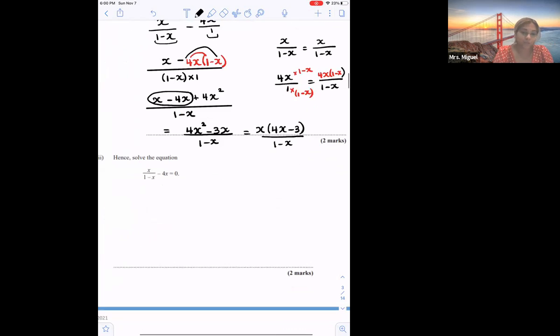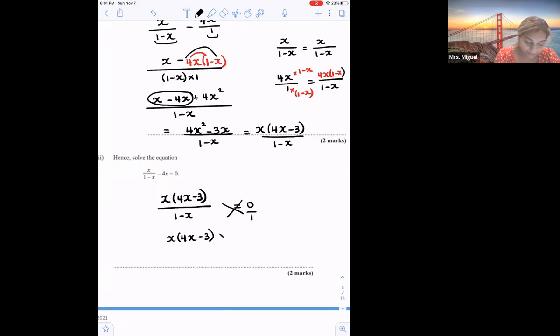So we want to solve the equation x, open bracket, 4x minus 3 over 1 minus x is equal to 0. So if we cross multiply, then this part becomes 0. So we have x into 4x minus 3 multiplied by 1 is equal to 0 multiplied by 1 minus x. This part here will give us 0. So x into 4x minus 3 is equal to 0.